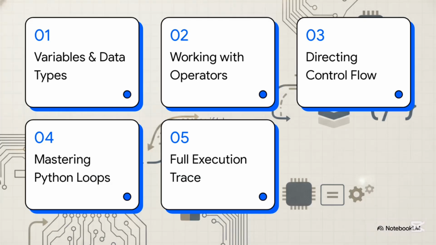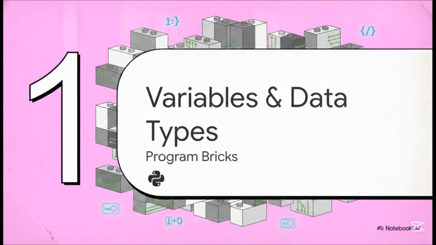Here's our quick roadmap for the explainer. It's a building blocks to capstone approach. We'll hit variables and data types, working with operators, directing control flow, mastering Python loops, and finally, the full execution trace. Starting with Section 1, variables and data types. Basically, the bricks of your program.